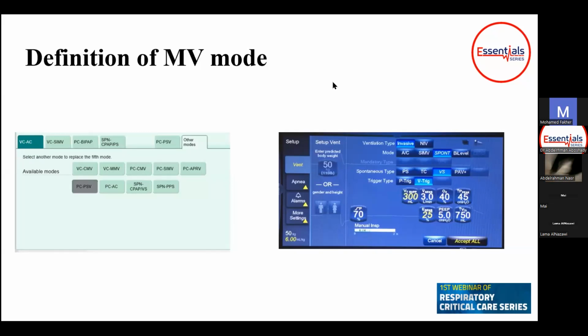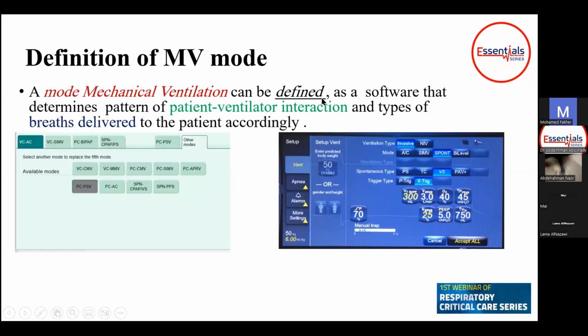So what is the definition of the mode? From my point of view, the mode can be defined as software on the computer of the ventilator that determines the pattern of the patient-ventilator interaction. There is an interaction between the ventilator and the patient, and every mode determines this pattern of interaction. Some modes allow interaction, some modes do not allow any interaction. It also determines the type of breath delivered to the patient. Okay, so the mode is the program or the software that determines the pattern of interaction and determines the types of breaths that the patient can take from this mode.